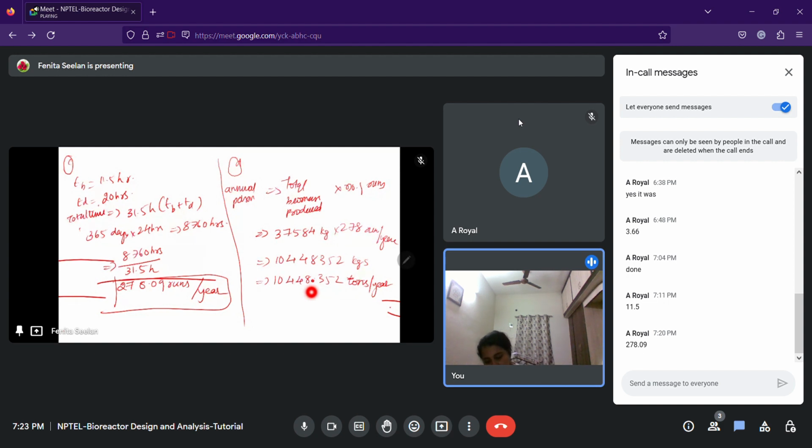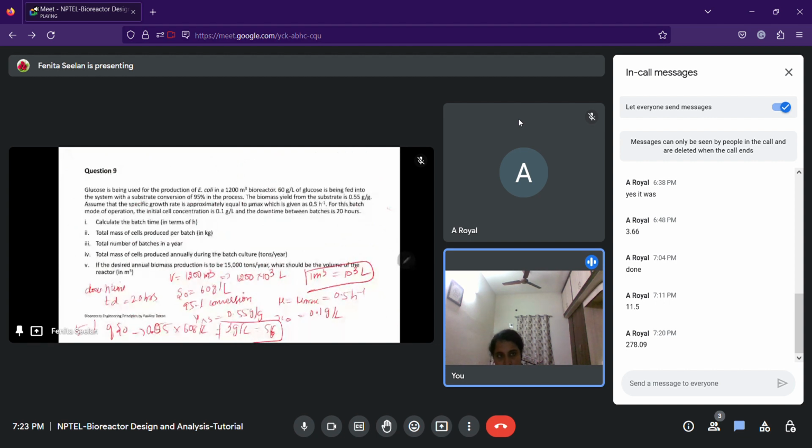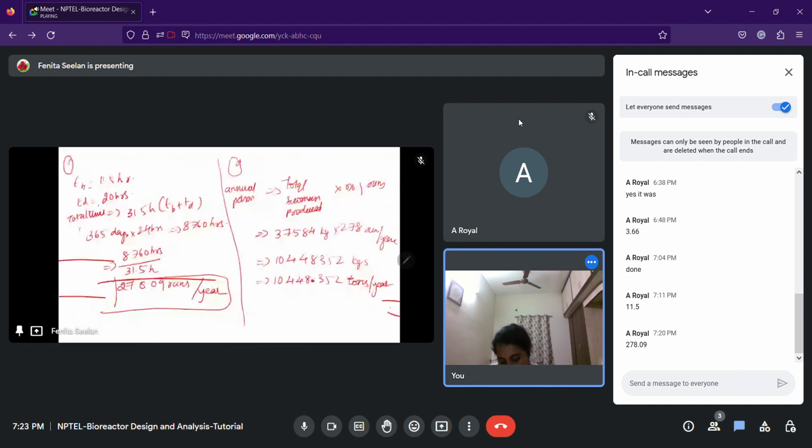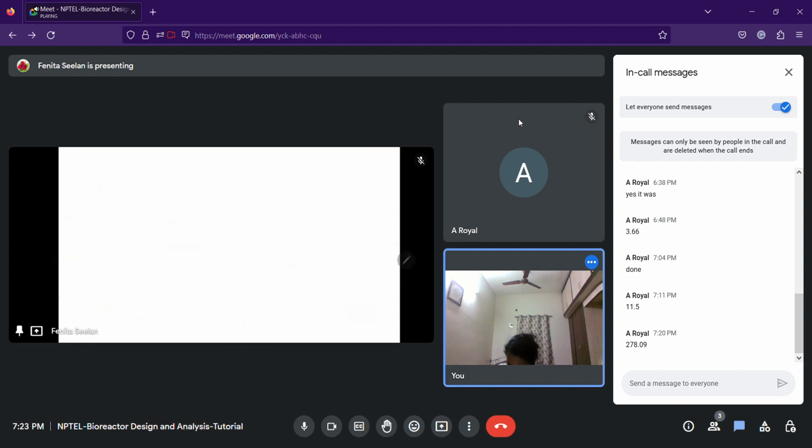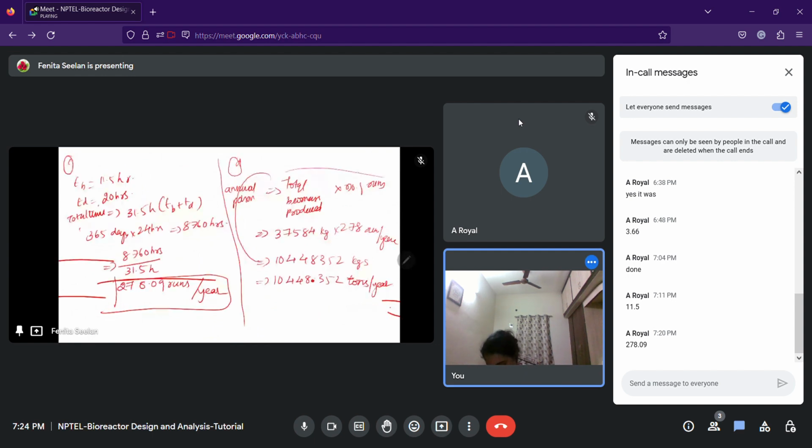So now our last question is, if the desired annual biomass production is to be 15,000 tons per year, what should be the volume of the reactor in meter cubes? So if I fix our annual production as 15,000 tons per year, then we should back calculate the volume of the reactor. For that we can use the same formula as here.